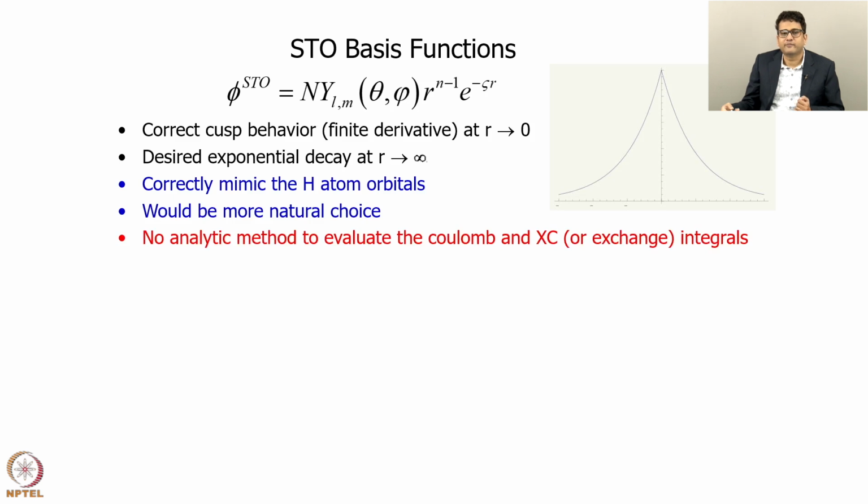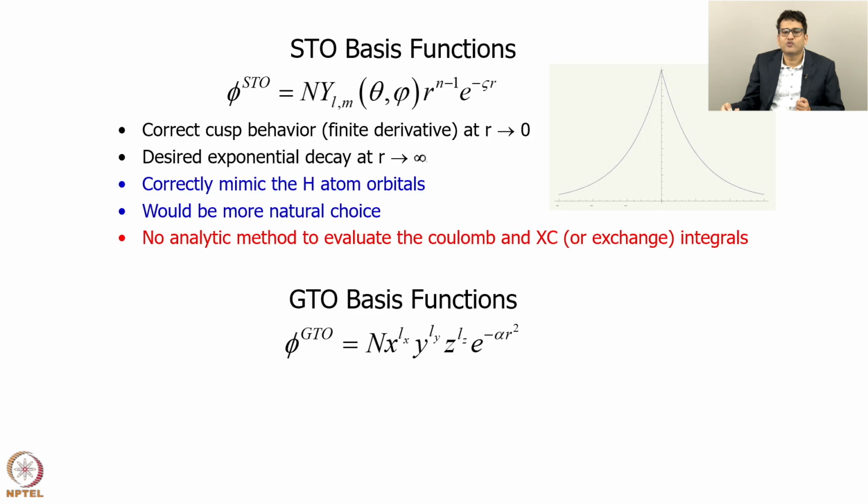The problem is that there is no analytic method to evaluate the Coulomb and the exchange integral over Slater type basis functions. So, calculation can be extremely slow. So, what we switch to is GTOs or Gaussian type of basis function. Now, if this is what my Slater type orbital looks like, my single Gaussian will look like this, whereas if I use 3 of the Gaussian, it will look like this.